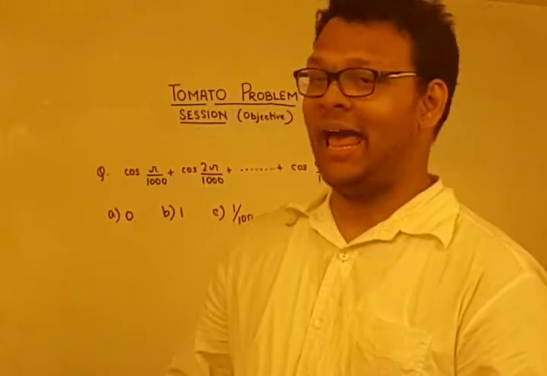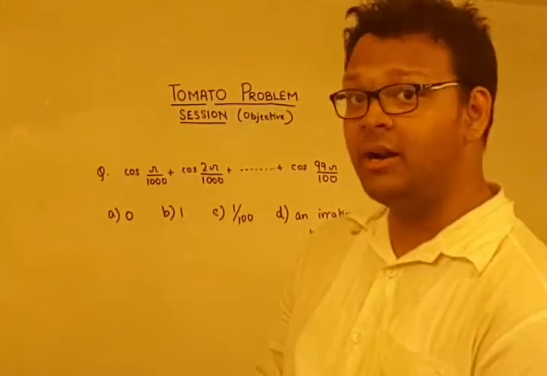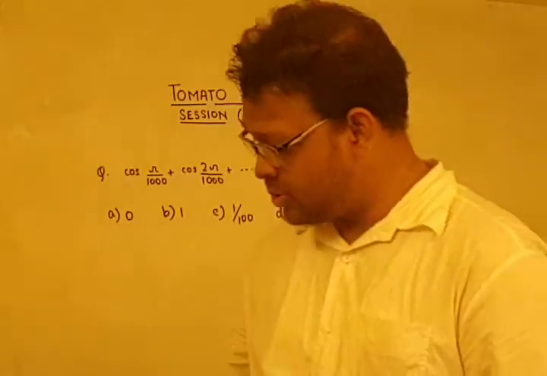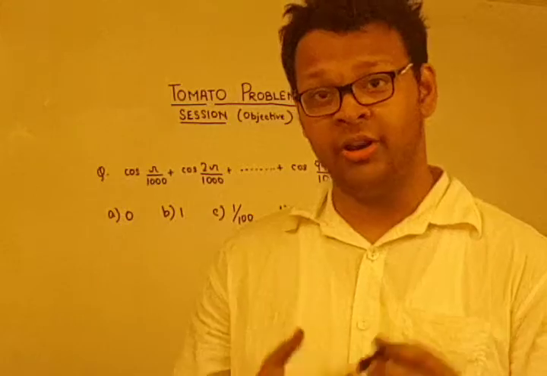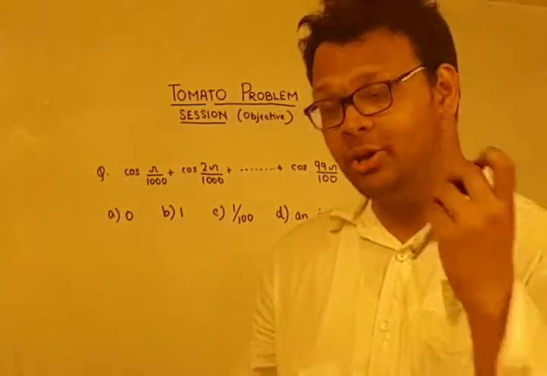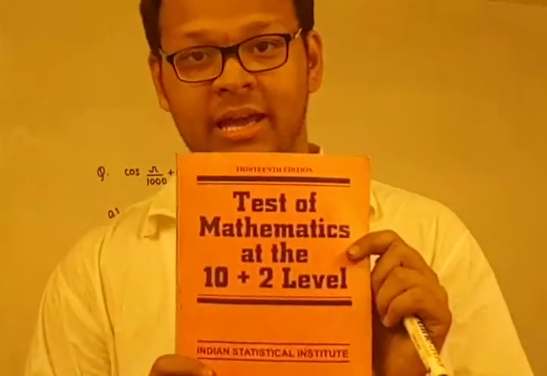We are here with another video for the Tomato problem solving session, objective part. For those who are already acquainted with these videos, you already know what the purpose is. For those who are new, let me explain that Tomato refers to this book, Test of Mathematics at 10+2 level.